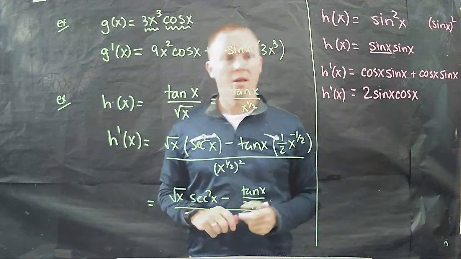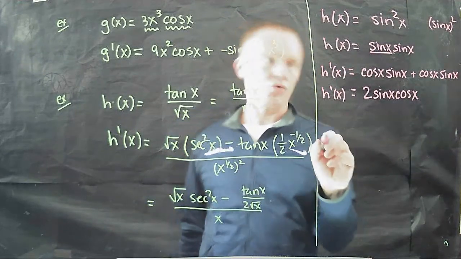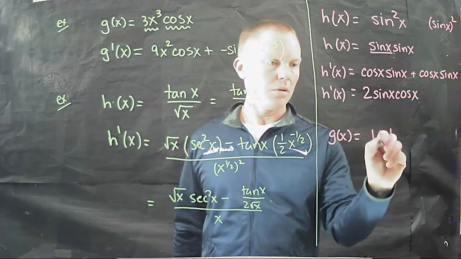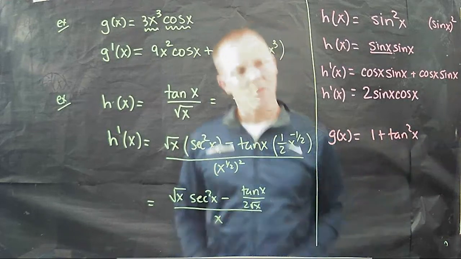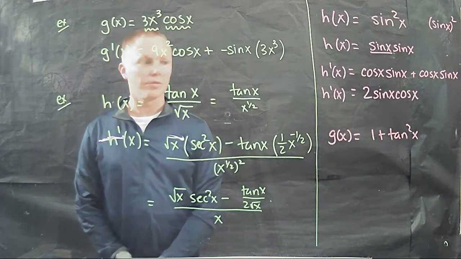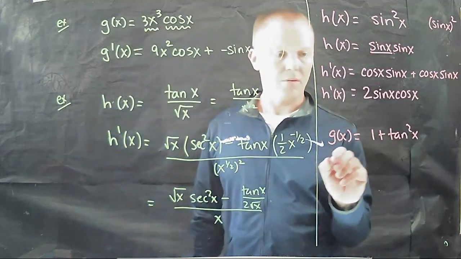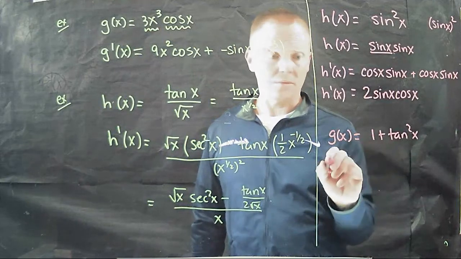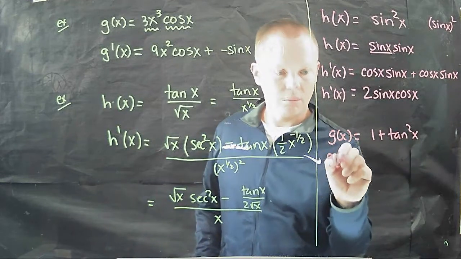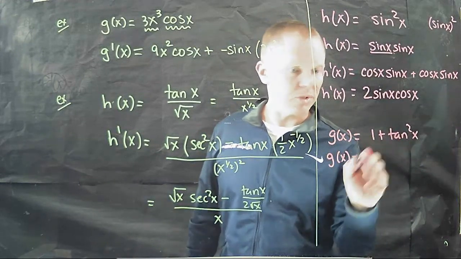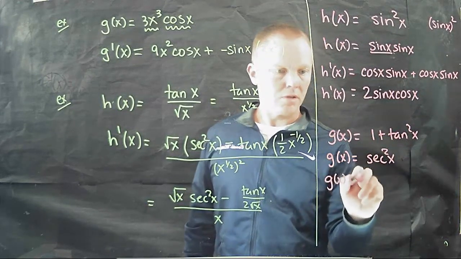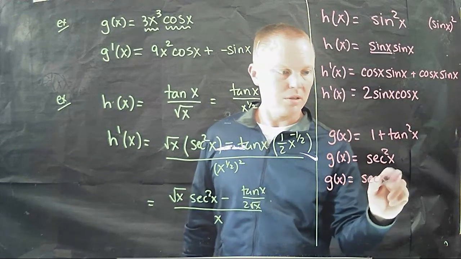How about the derivative of 1 plus tangent squared? That is equal to secant squared, isn't it? So should we just go ahead and call it secant squared? Yeah, why not? If you remember your trig identity, 1 plus tangent squared is secant squared. So this is secant of x times secant of x.